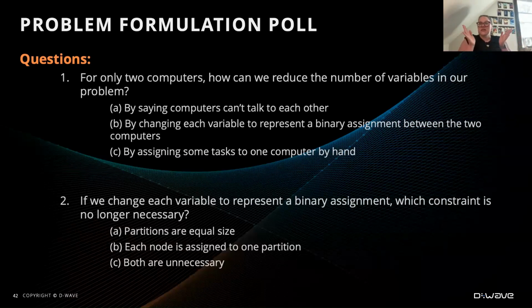So we need to make sure that that doesn't happen. So we still want to enforce that partitions are going to be equal sizes. Okay, but let's think about B. So in a binary assignment, computer A is going to represent a value of 0. Computer B is going to represent a value of 1. Is there any way that we could get a variable back that has both 0 and 1, or neither 0 or 1?